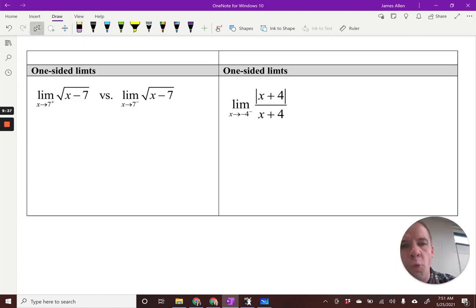All right, now for some one-sided limits here. Let's take a look. So we have the limit as x approaches 7 from the right, of the square root of x minus 7. Let's think about what that graph looks like for a sec here.